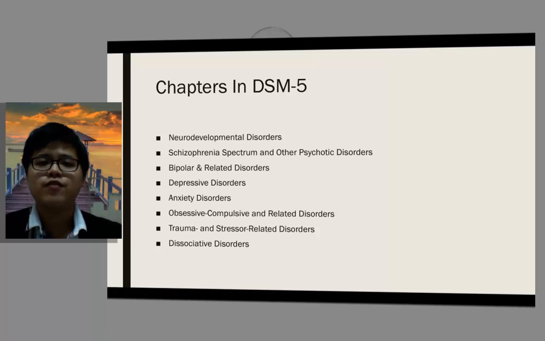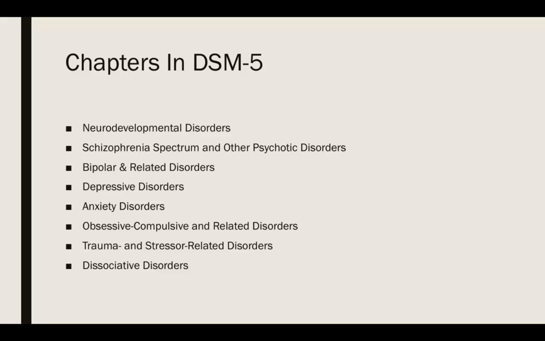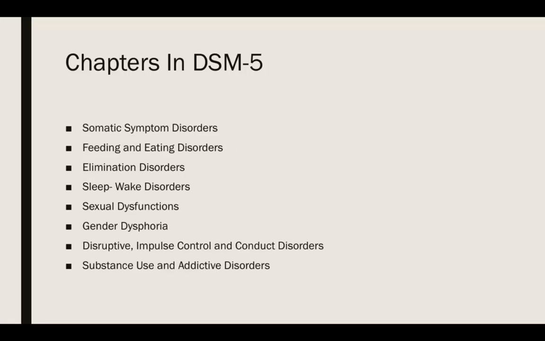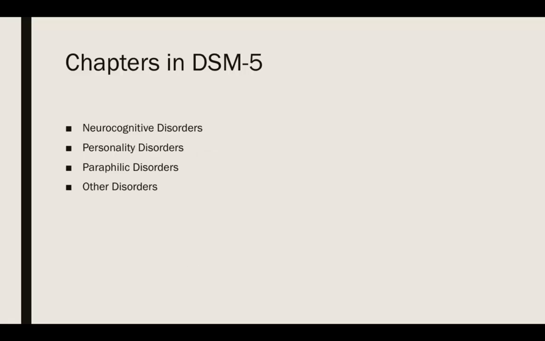Here are the chapters in DSM-5. We have neurodevelopmental disorders, schizophrenia spectrum and other psychotic disorders, bipolar and related disorders, depressive disorders, anxiety disorders, obsessive-compulsive and related disorders, trauma and stress related disorders, dissociative disorders, somatic symptom disorders, feeding and eating disorders, elimination disorders, sleep-wake disorders, sexual dysfunctions, gender dysphoria, disruptive, impulse control and conduct disorders, substance use and addictive disorders, neurocognitive disorders, personality disorders, paraphilic disorders, and other disorders.